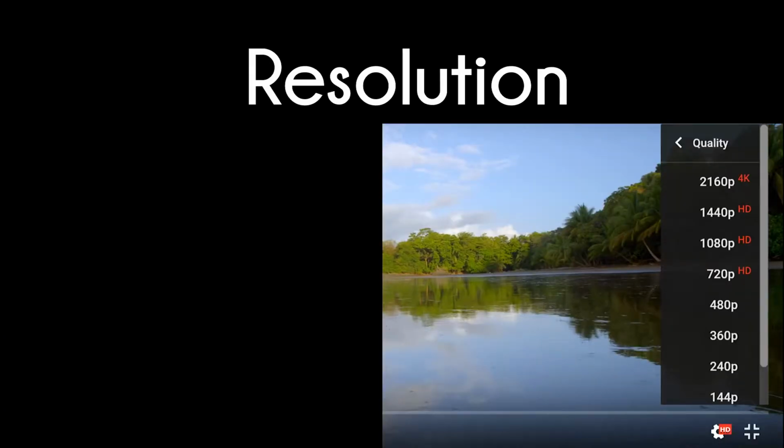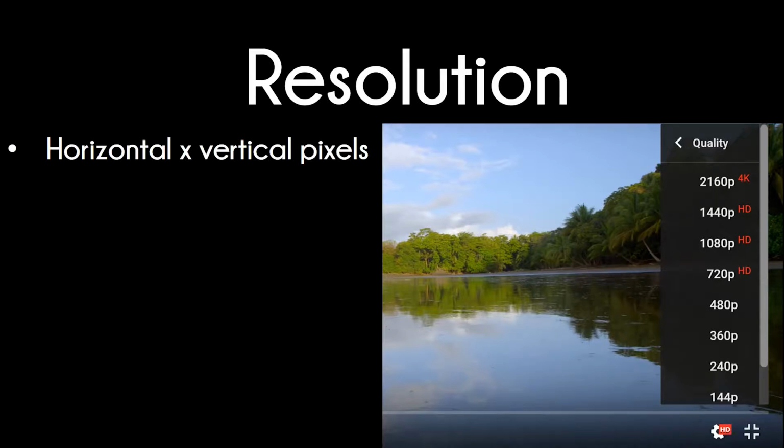So the actual resolution. As you can probably see in the bottom bar of this video, you can select the video quality and you see some numbers, 480p, 1080p. And you might wonder what these mean. Well, that's actually the vertical amount of pixels that your image has. So the full resolution is the horizontal pixel count times the vertical pixel count.